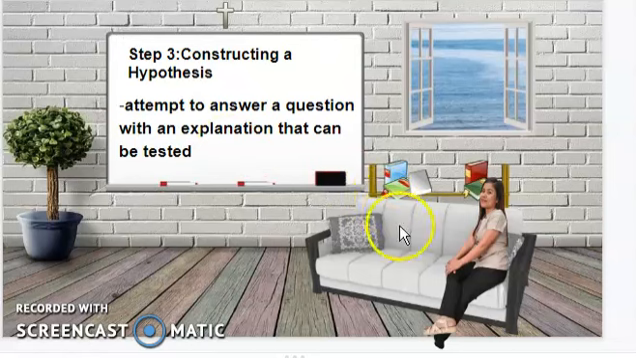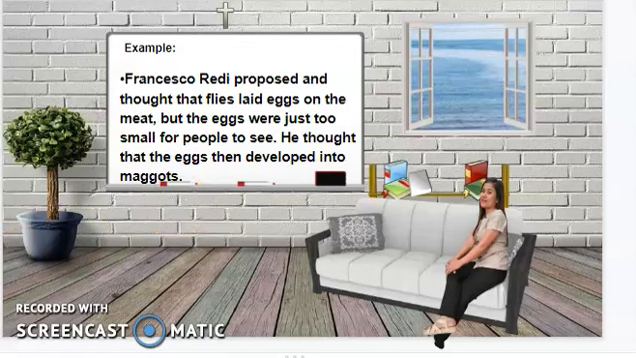Then the third step, constructing a hypothesis. So a hypothesis, it is a testable statement. So it is an attempt to answer a question with an explanation that can be tested. So a good hypothesis allows you to then make a prediction. Alright, let's proceed to the example. Can you please read it for me?